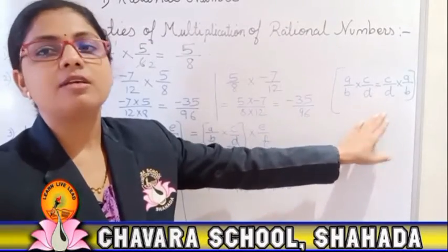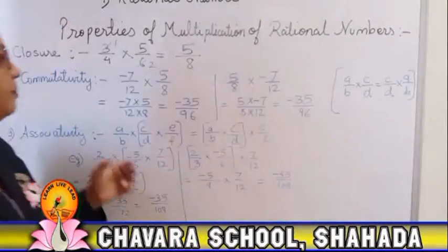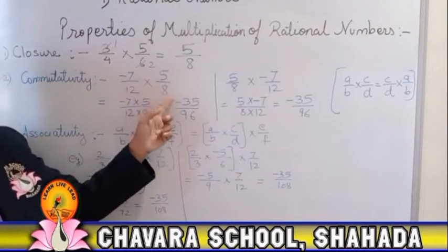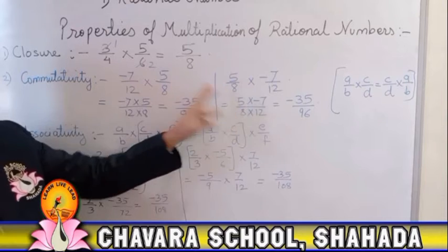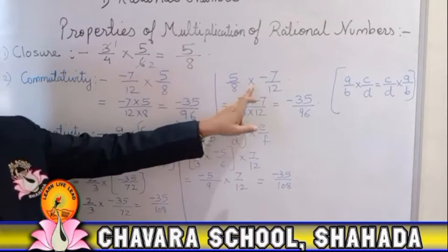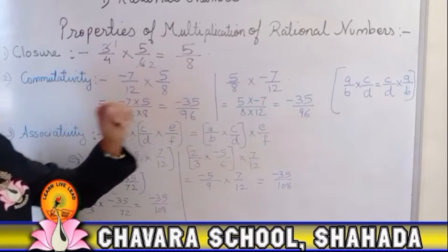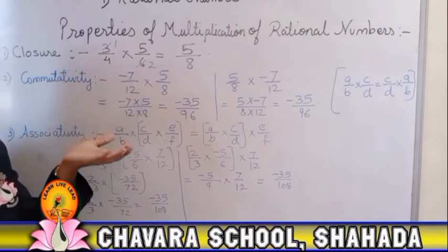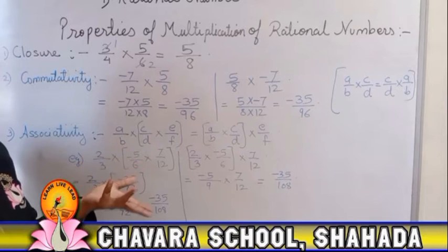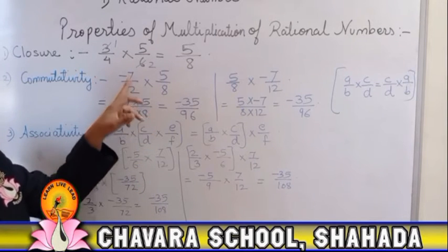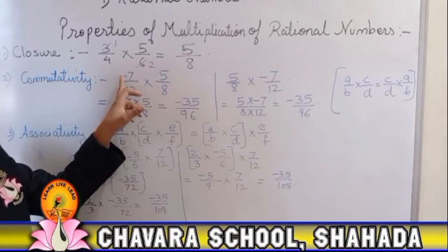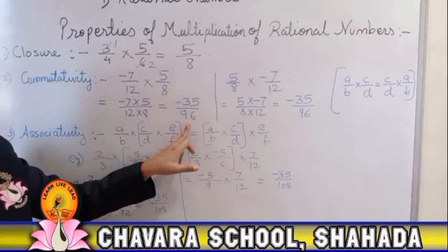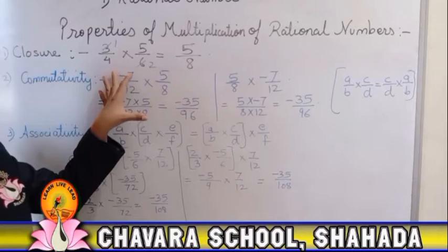To prove this, I will just explain one example. We have the example negative 7 upon 12 multiplied by 5 upon 8. In the same way, for 5 upon 8 we will interchange the places, so it will be in this way. Now, is there any number so that it can be simplified? Here it is not possible, so directly we will multiply. 7 5s are 35, and the negative sign as it is. 12 multiplied by 8 is 96. This is the answer of the LHS.